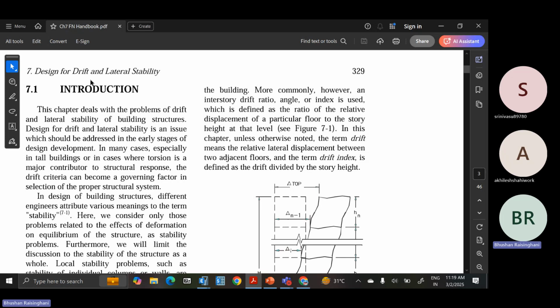So from this, we estimate whether the column is stable or not. Let's say buckling has to be restrained, so it should not buckle. That is one of the failure criteria, and we should restrict the column from buckling.